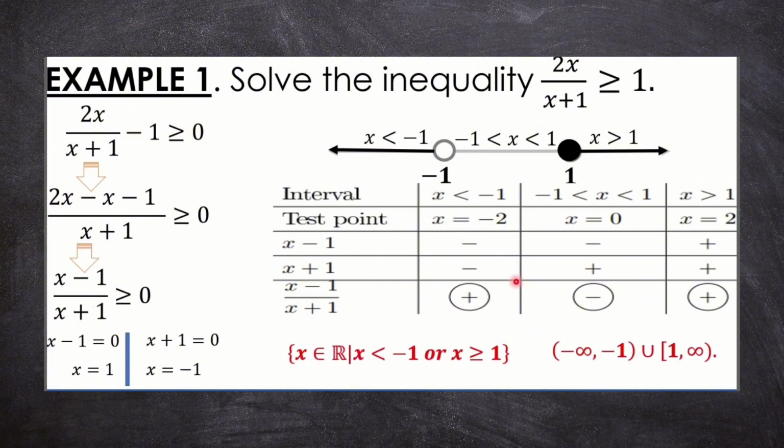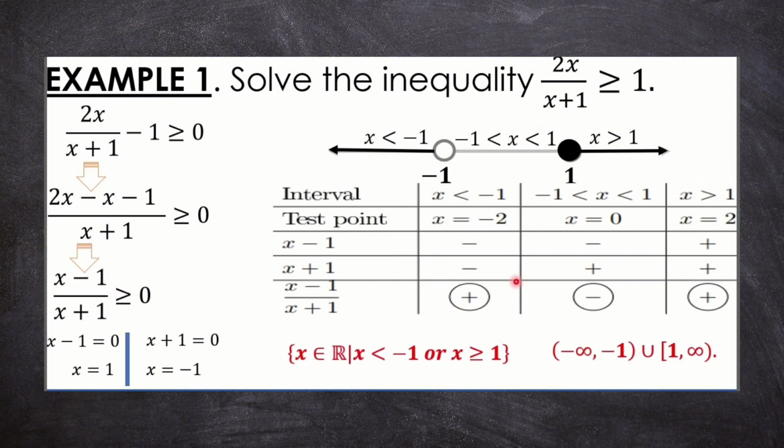Next, get the LCD. The LCD is x plus 1, so multiply the LCD to 2x over x plus 1, so x plus 1 will be cancelled, 2x will be left. Then multiply x plus 1 to negative 1, or the LCD to negative 1. So negative 1 times x plus 1 will become negative x minus 1 over x plus 1 greater than or equal to 0. Then simplify or combine the similar terms. So 2x minus x, that is x minus 1 over x plus 1 greater than or equal to 0.